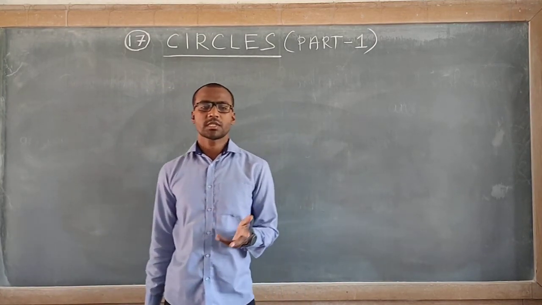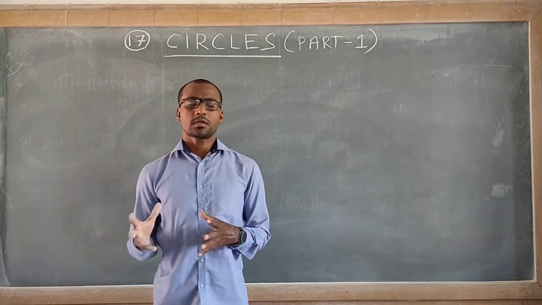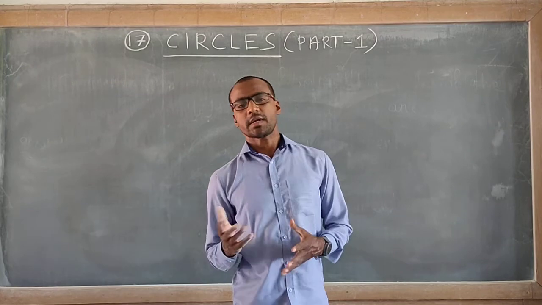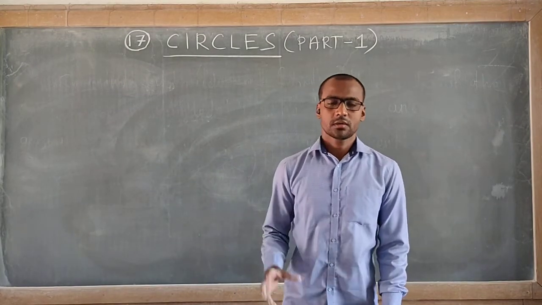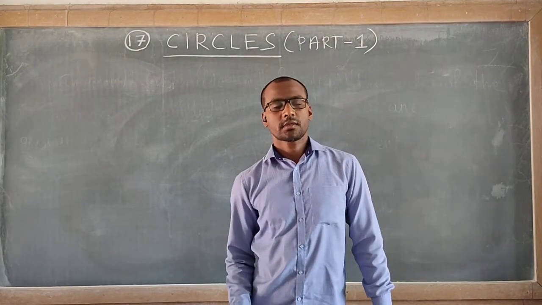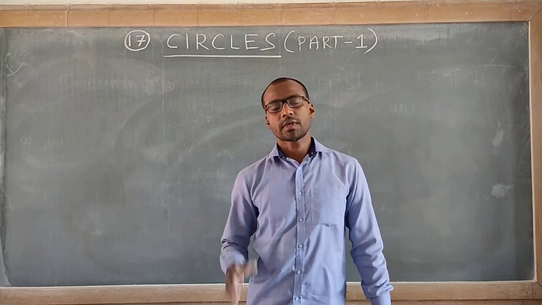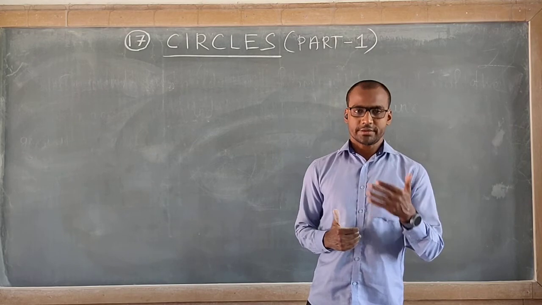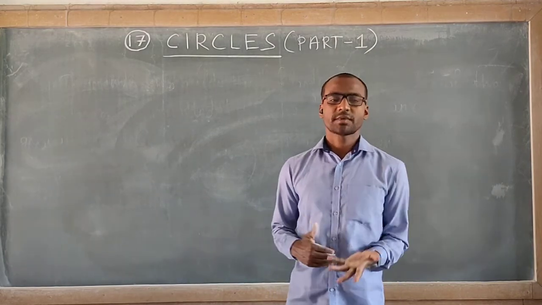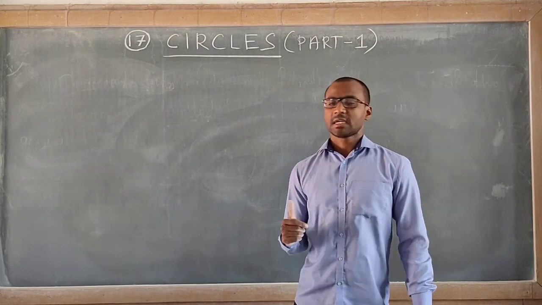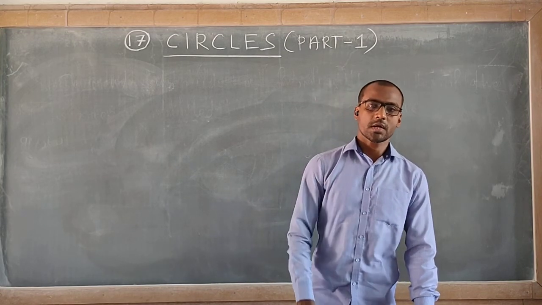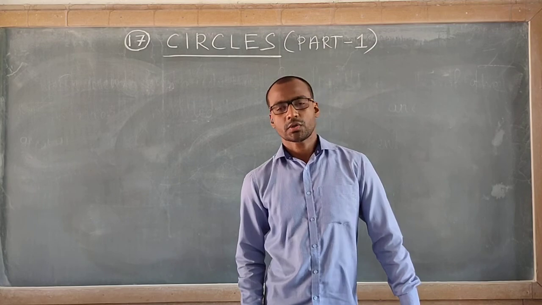I hope you have understood this part. The basic concepts of the circle: circumference, diameter, radius, chord, center, concentric circles, then equal or congruent circles, then circumcircle or circumscribed circle, then inscribed circle, incircle, then segment, sector, arc, etc. That formula. I hope you have understood. Thank you.